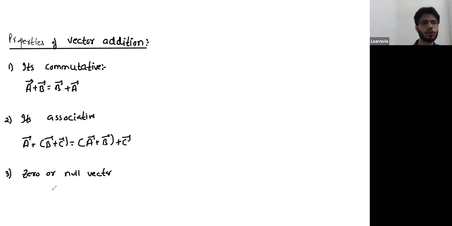There exists a zero vector. If I add vector A to this zero vector, I will get back the same vector. So it's a vector having zero magnitude. If I add a vector to the zero vector, then the magnitude or direction will not change, it will remain as it is. Okay, just note these properties, then we'll start subtraction of vectors. How would you subtract vectors?